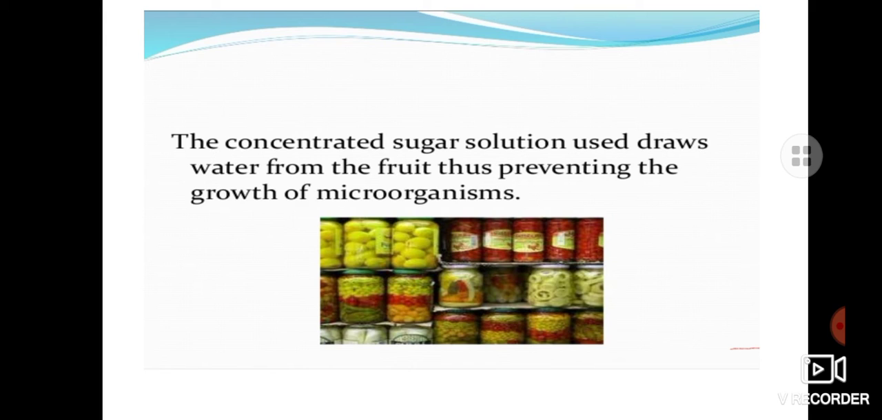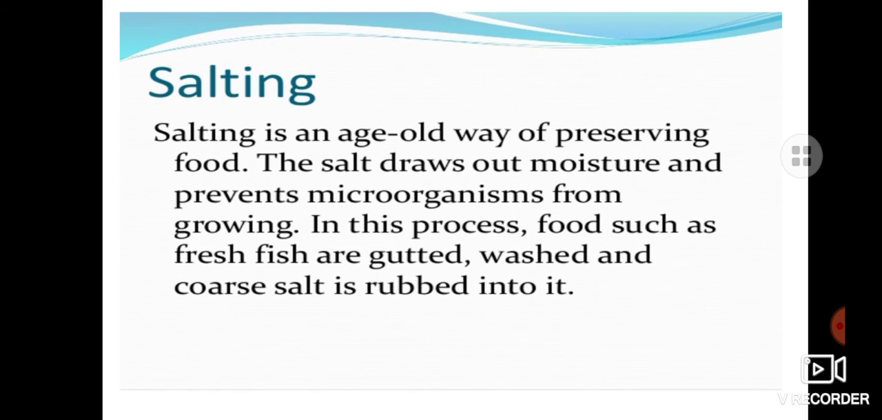Also, preservation by sugar is a very common method. We can preserve foods like jams, jellies, squashes, juices by using sugar. What will sugar do? Sugar will reduce the moisture content, so it automatically inhibits the growth of microorganisms.